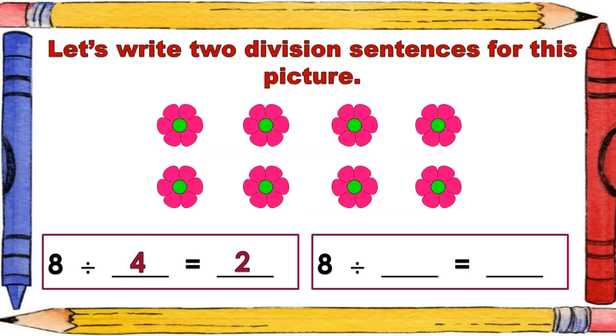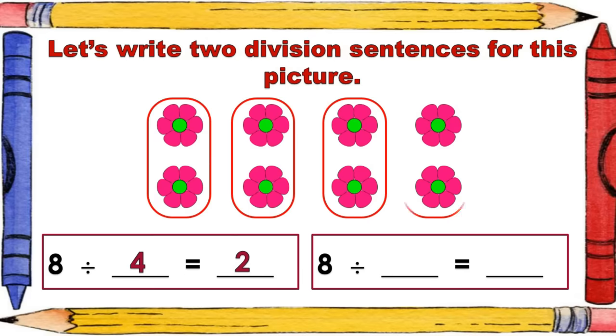Now let's group the flowers in columns. In each column, there are 2 flowers. And how many columns do you see? Correct, there are 4 columns. 8 divided by 2 equals 4. The two division equations are related.